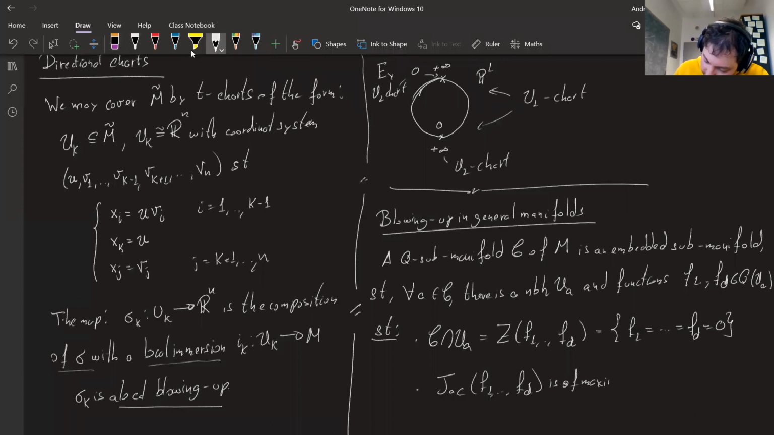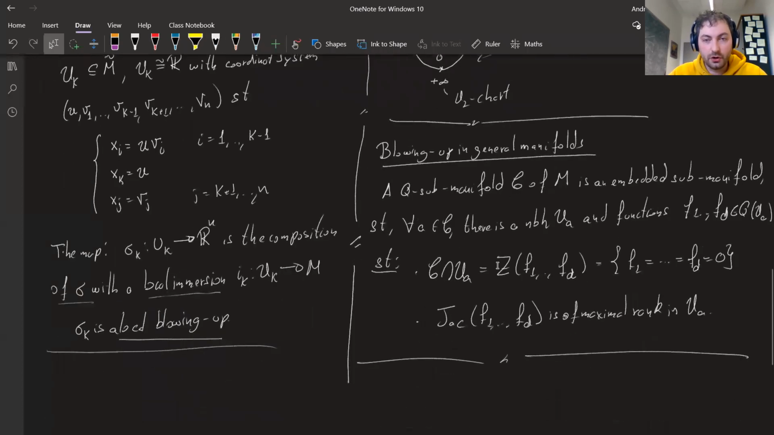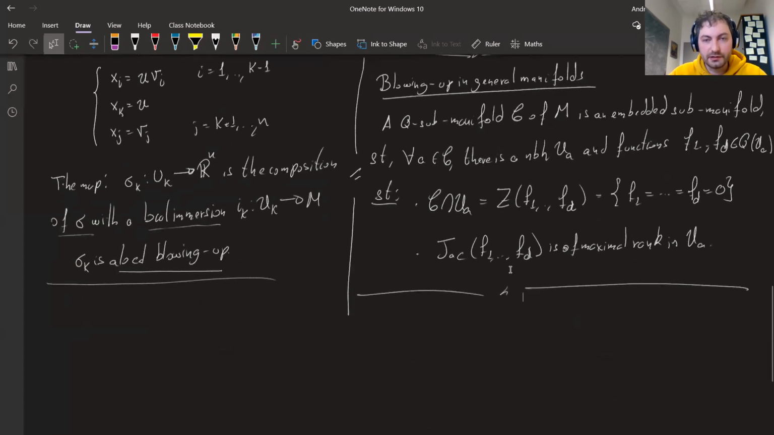Of maximal rank in U of A. So in particular, I recall that we had the inverse function theorem and the implicit function theorem in the class. So we could close it by the operation given by the implicit function theorem and the inverse function theorem.